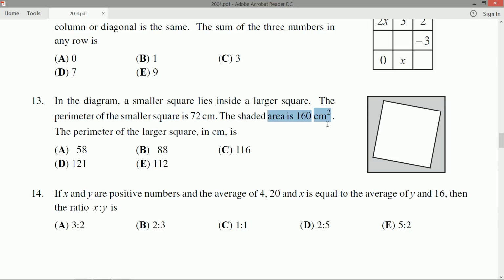The shaded area is 160 centimeters squared. The perimeter of the larger square in centimeters is, okay. So we're given some areas, we're asked for some perimeters. Well, these are squares, and really to know anything about a square, we should know its side length. So I'm going to name these side lengths, and I can also work out the side length of that smaller square. Hopefully from there, I'll get the area, add on the shaded area, get the area of the big one, get its side length, and then get the perimeter. So 5 or 6 steps in there, but we've got a plan of attack before we even put pen to paper.